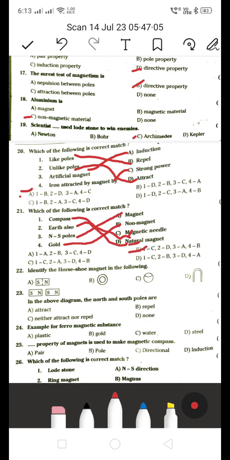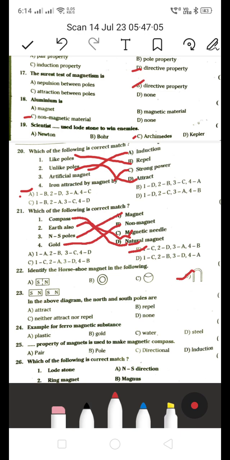Next, identify the horseshoe magnet in the following. Is it A, a bar magnet with south and north pole, B, a ring magnet, C, a disc magnet, or D, the horseshoe magnet? D is the right answer. This symbol is called a horseshoe magnet.